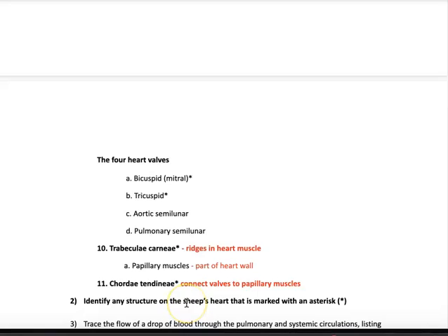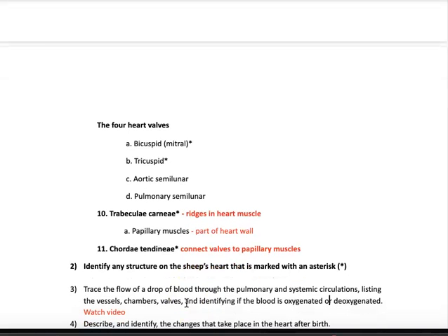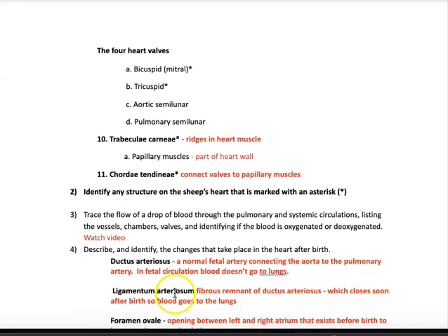We're also going to do a sheep's heart with this, and we'll go through that in class. Trace the order of blood flow. We've gone over that. Also watch the video, and again, learning these parts, the valves, the chambers, and the blood vessels is easiest when you learn them by going through the order of blood flow through the heart. You will hit them all.